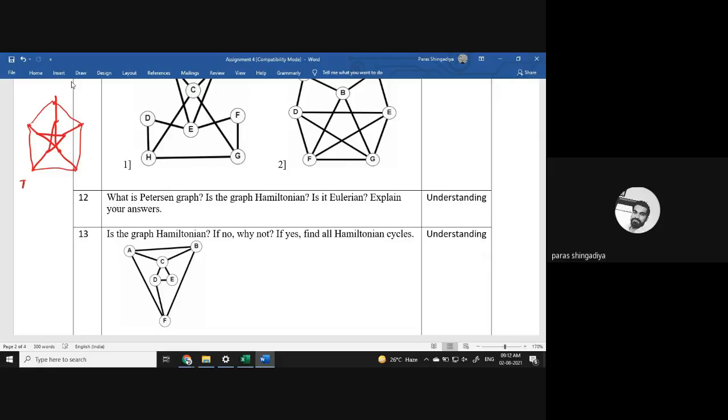So the conclusion for Euler: it does not contain any Euler line, therefore it is not an Euler graph. Clear? And now for Hamiltonian. Is it a Hamiltonian graph?